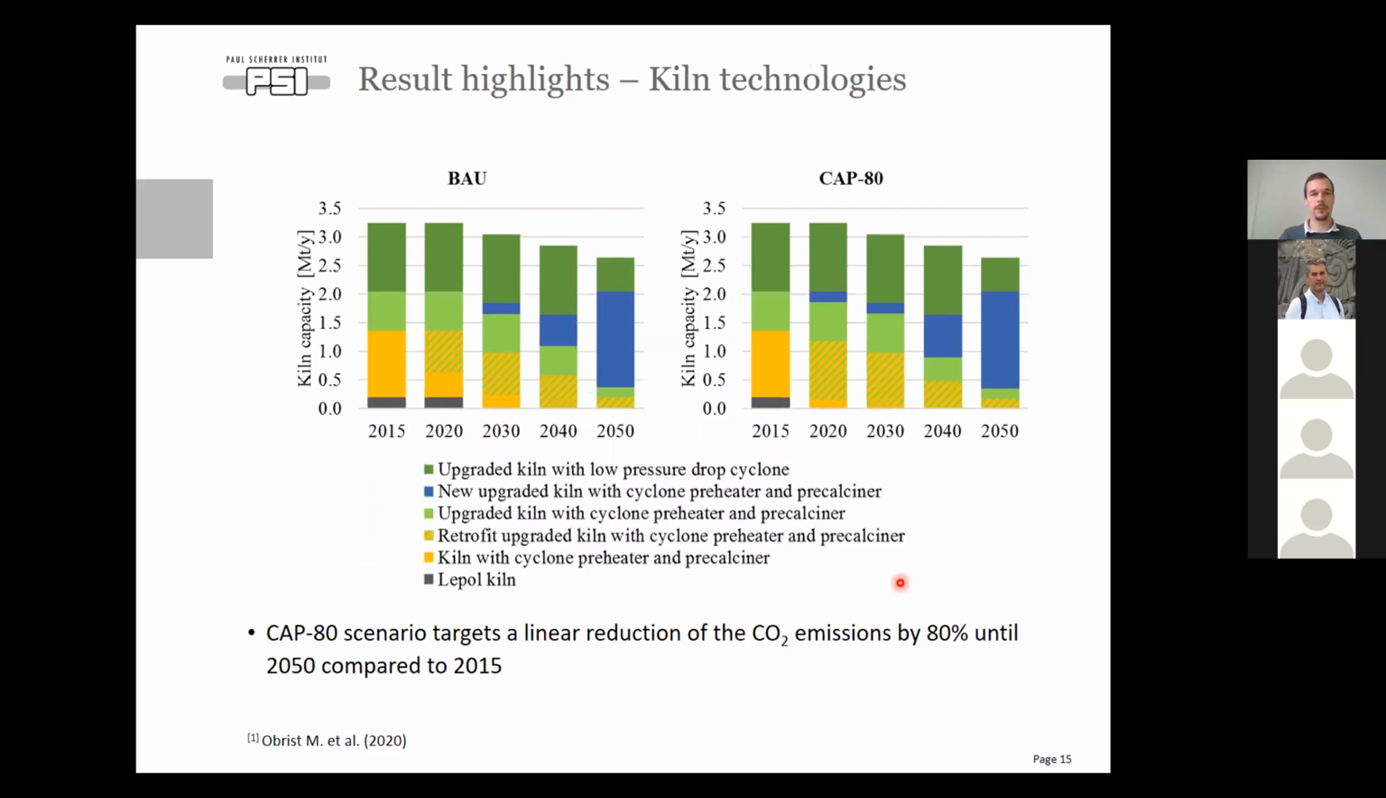One other thing that we could show is which kiln type would be deployed, also depending on the scenario. You can see the result here. In the BAU scenario, for example, other kiln types get selected by the model than in a CO2 cap scenario. And what you can also see here, or slightly see here, is that the model also retrofits old kilns, and it does this even more, for example, in a cap scenario.